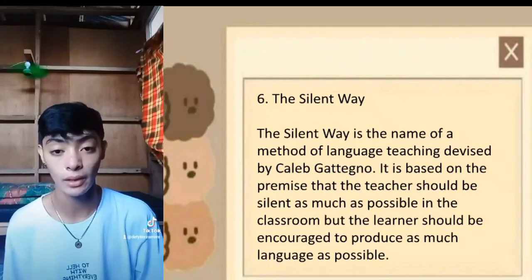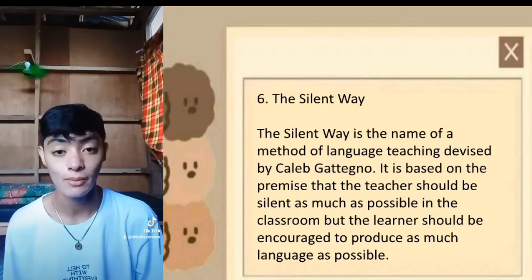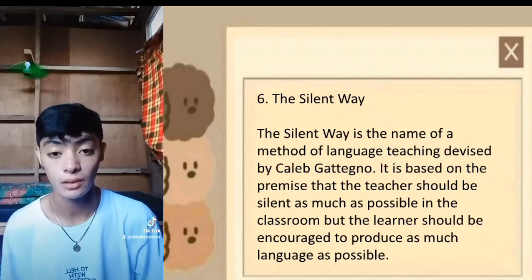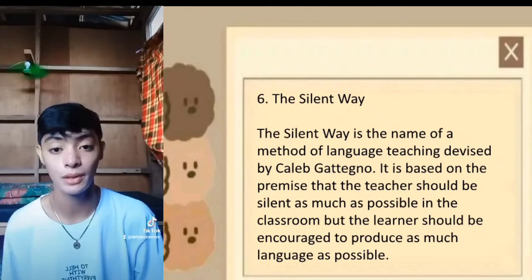The silent way is the name of a method of language teaching devised by Caleb Gattegno. It is based on the premise that the teacher should be silent as much as possible in the classroom, but the learner should be encouraged to produce as much language as possible.